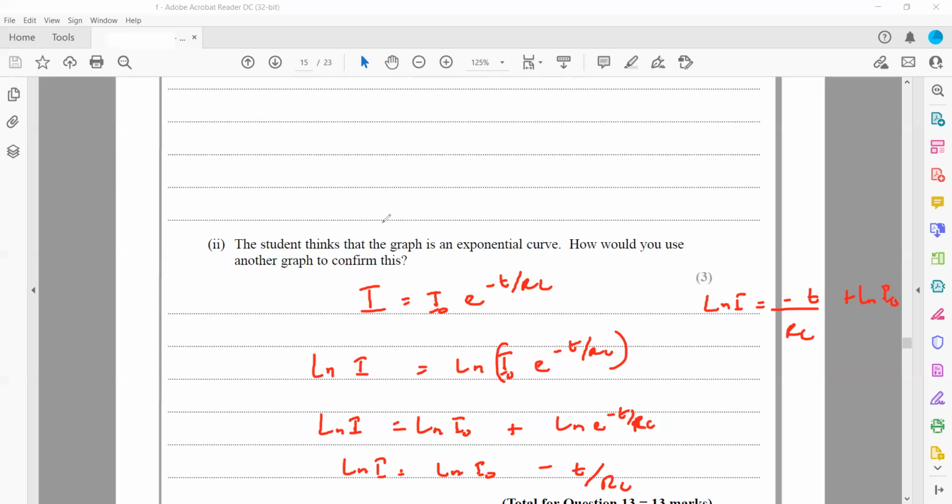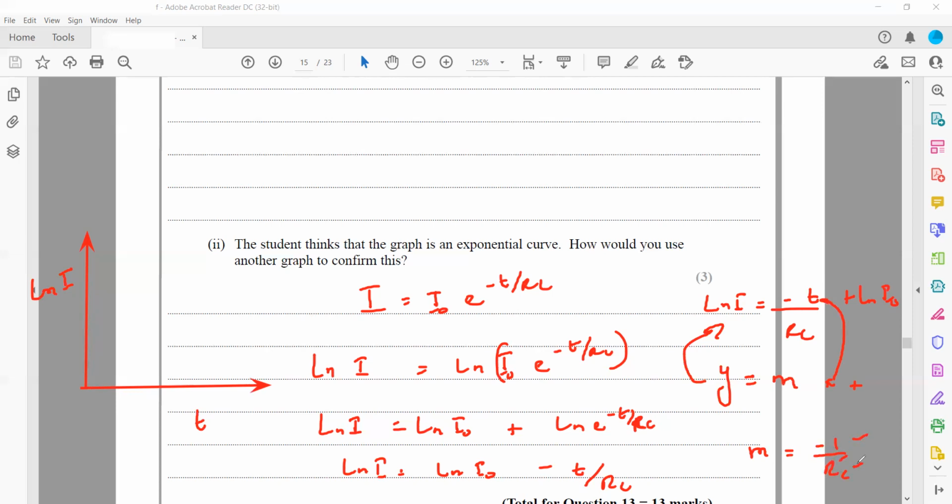So how can I confirm that this graph is exponential? When I take a logarithm and plot a graph between ln I on the y-axis, so if a graph is an exponential change, we will plot a logarithm graph for those quantities and it should be a straight line. So if we plot a graph for ln I on the y-axis and time t on the x-axis, what will be the gradient here? The gradient will be equal to minus 1 over RC.